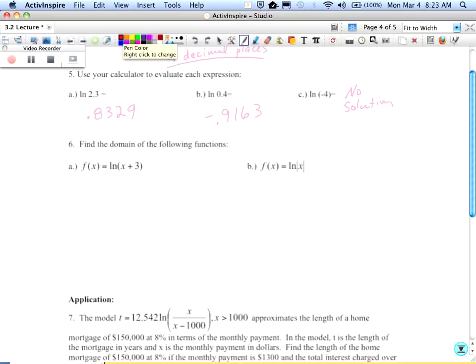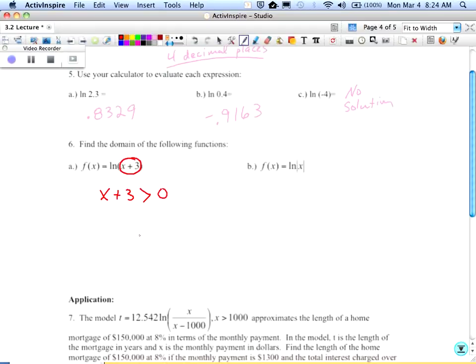Domain of a logarithm. Draw the picture of the logarithm graph in the air. What does it look like? It's following the y-axis up, and it goes way out to the right. So your basic logarithm graph is doing this. So what's the domain? 0 to infinity. Does it ever touch 0? No. So the basic rule is you take what's inside the logarithm and you set it greater than 0.